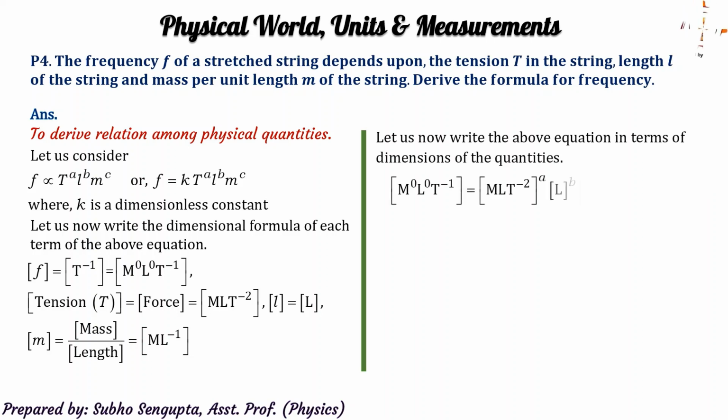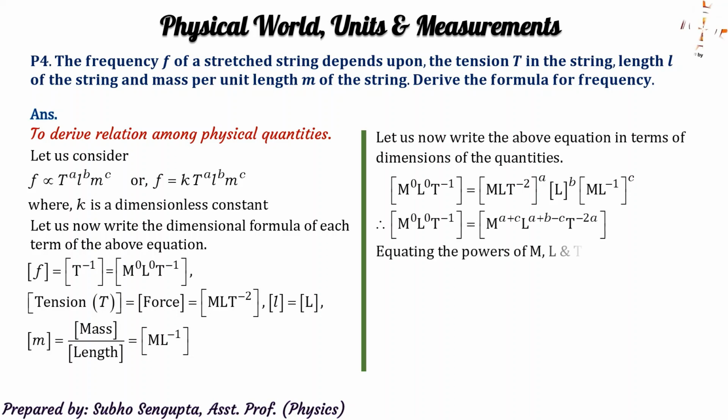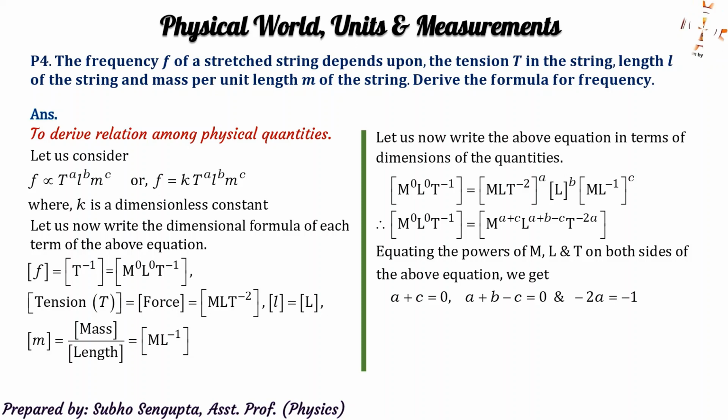Equating the powers of M, L, and T on both sides of the equation, we get the following three equations. a plus c is equal to 0. a plus b minus c is equal to 0. And minus 2a is equal to minus 1. Solving the above three equations, we get a is equal to half, c is equal to minus half, and b is equal to minus 1.